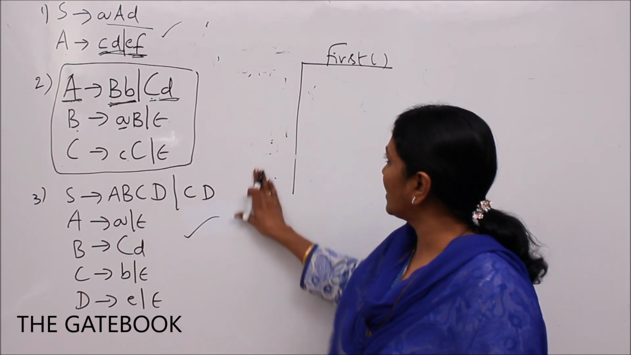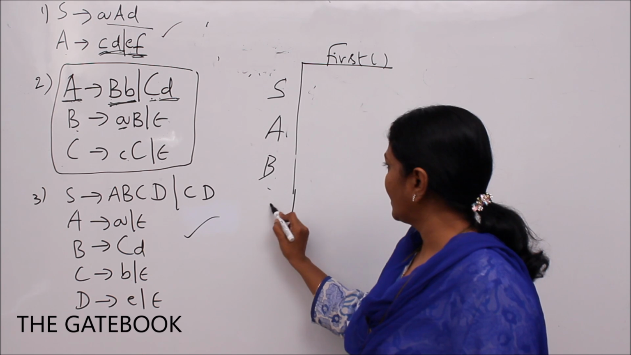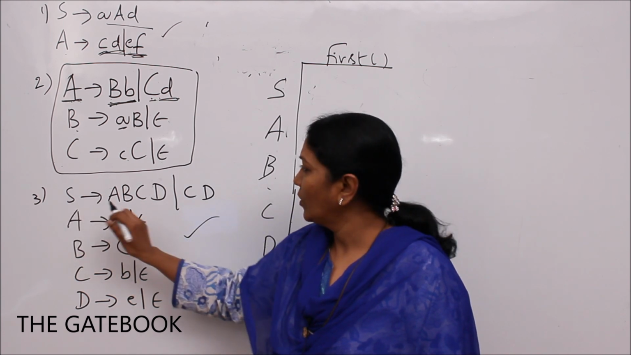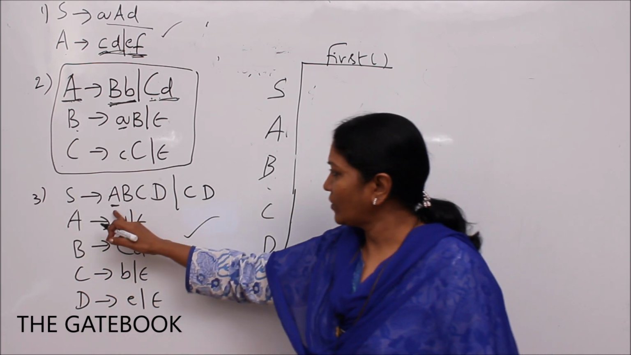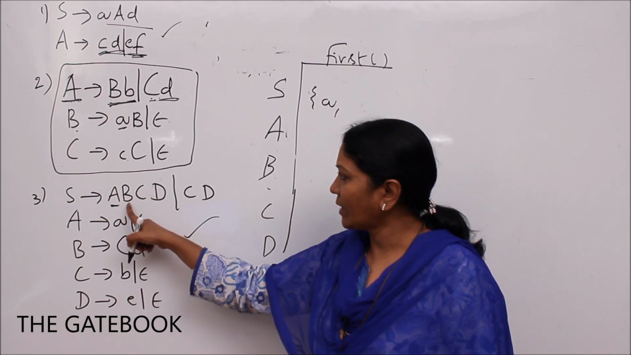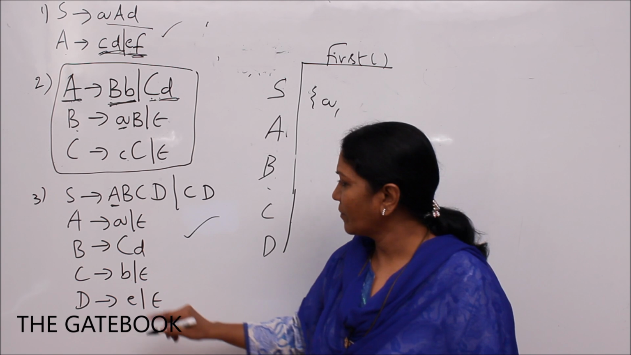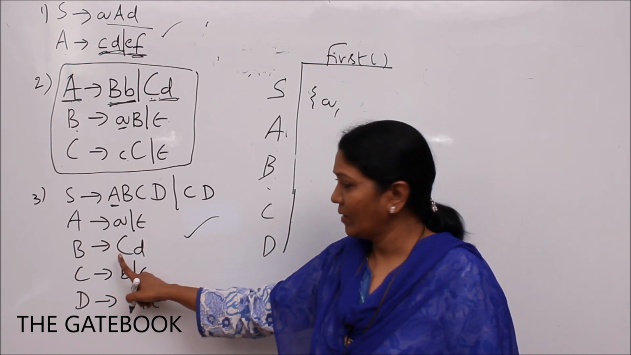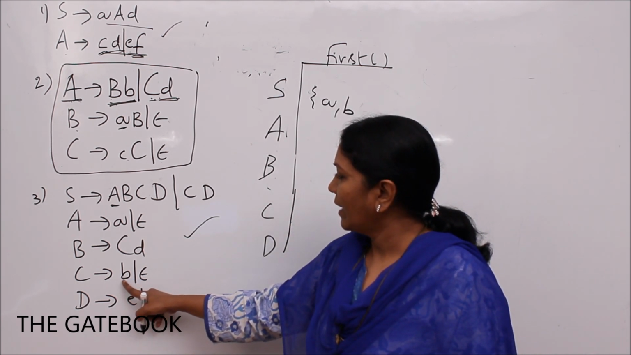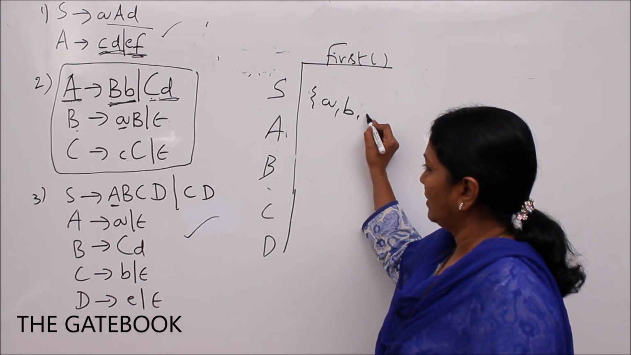Let us find out what is first of S, A, B, C, D in the third example now. First of S is first of A. First of A is A here. Now because of epsilon, it continues with first of B. What is first of B? First of B is first of C. First of C is B. Okay. And because of epsilon, it continues with D.